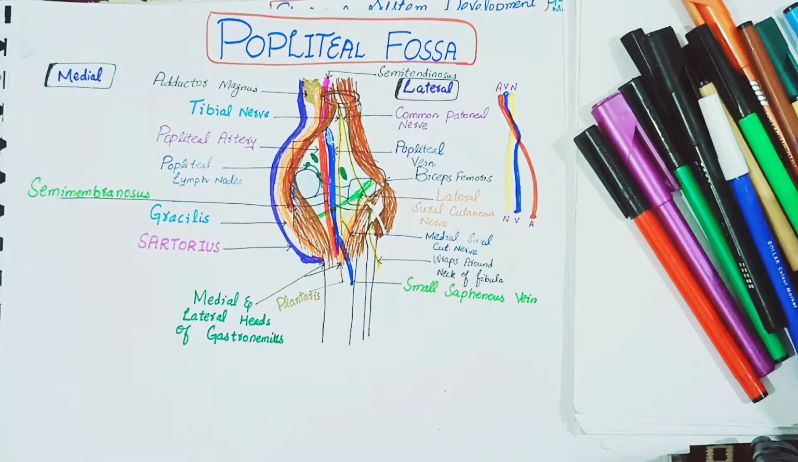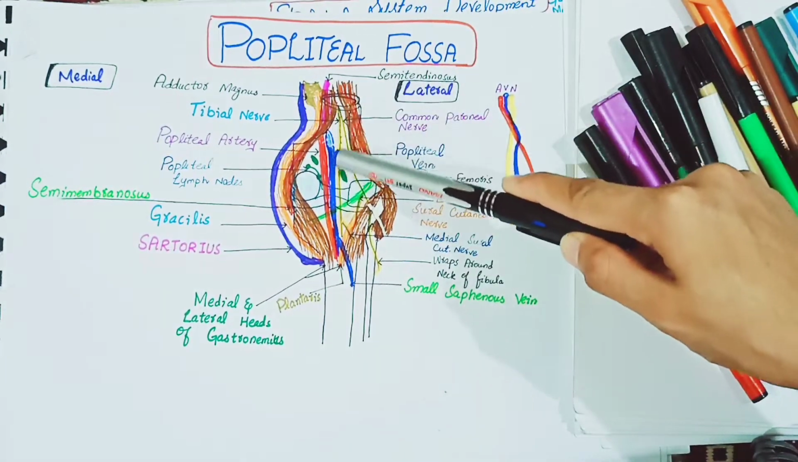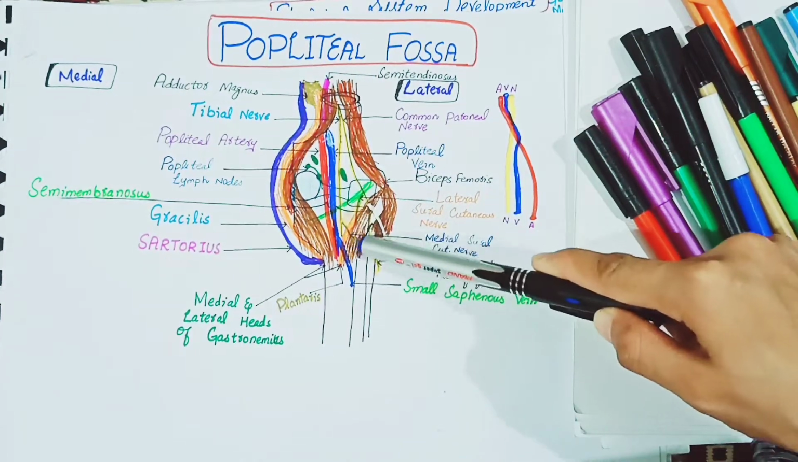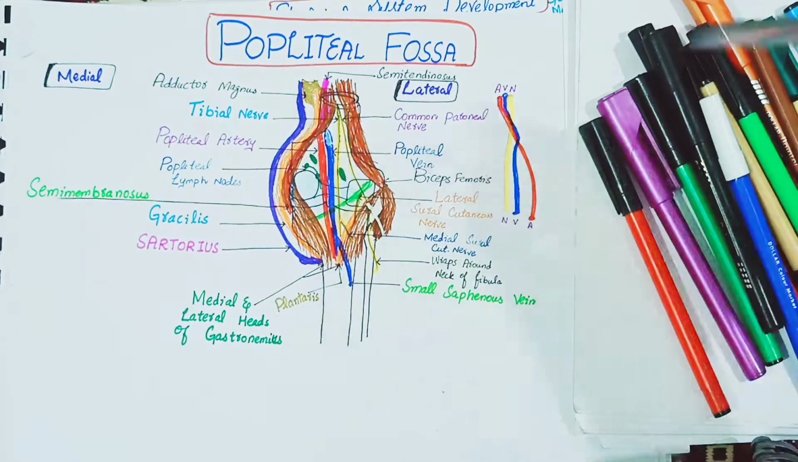In the popliteal fossa, the common peroneal nerve gives a branch called the lateral sural cutaneous nerve, whereas the tibial nerve gives a branch called the medial sural cutaneous nerve. Various deep popliteal lymph nodes are also present in the popliteal fossa.